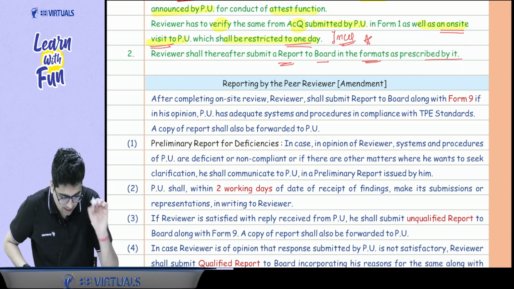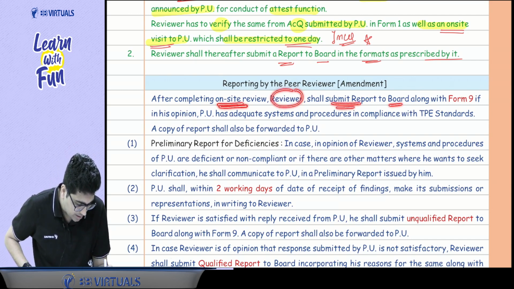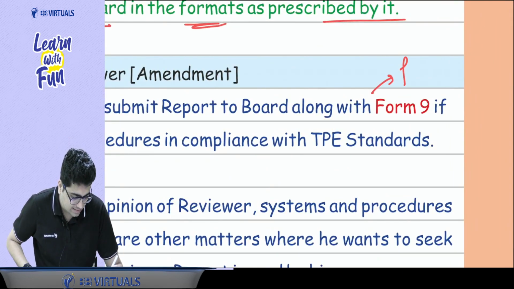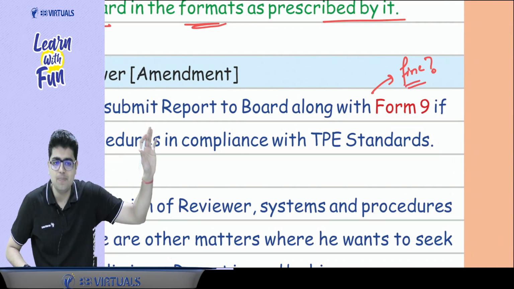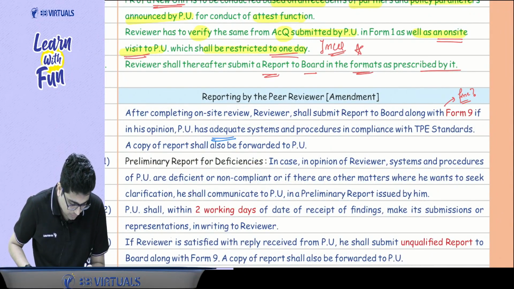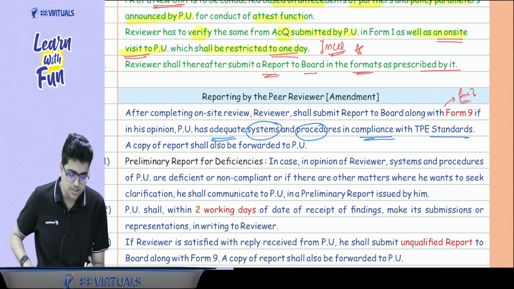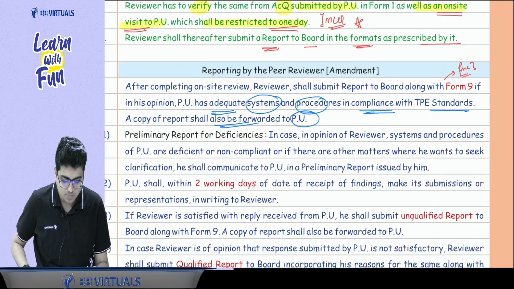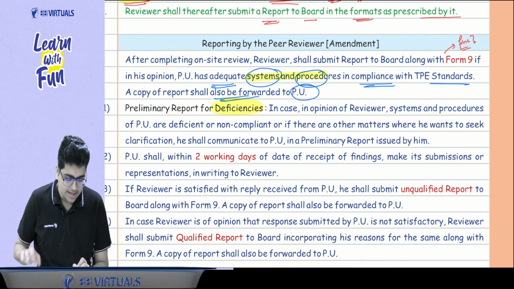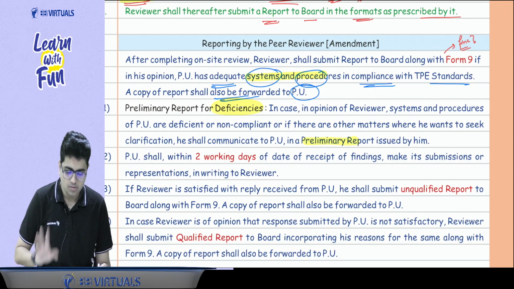So it says, after the completion of the on-site review, the reviewer shall submit a report to the board in Form 9. Sir, how do we remember Form 9? Form 9 is everything fine. Come on, Form 9 is everything fine. If in his opinion, the practicing unit has adequate systems and procedures in compliance with the standards, a copy of the report shall also be forwarded to the practicing unit. Sir, in case the systems and procedures have deficiency, in that case, he will submit a preliminary report to the practicing unit.